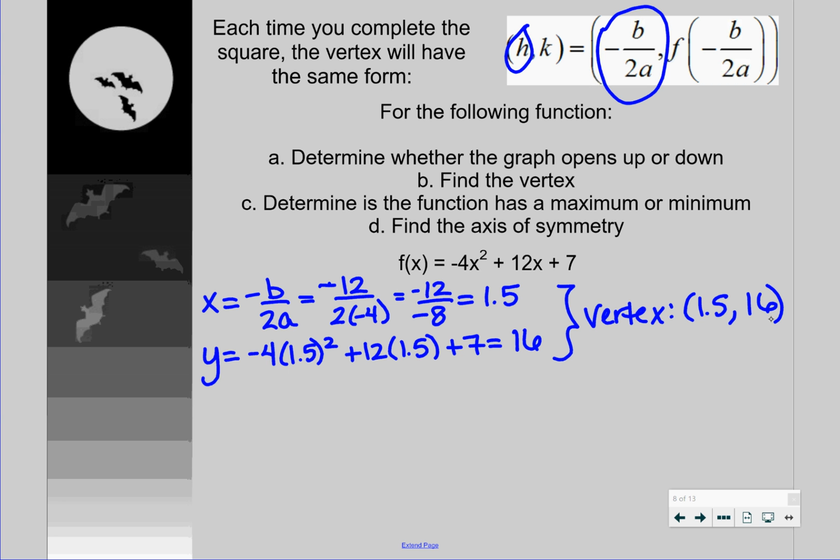Now, other questions it's asking at the top here. Does it open up or down? Down. Vertex we already have. Does it have a min or a max? If it opens down, it has a maximum. The other thing it wants is the axis of symmetry, line of symmetry. The line of symmetry will always go through what? The vertex. And it's always what kind of line? It's a vertical line. So vertical lines always start with what? X equals. And if it's got to go through that point, what does it equal?